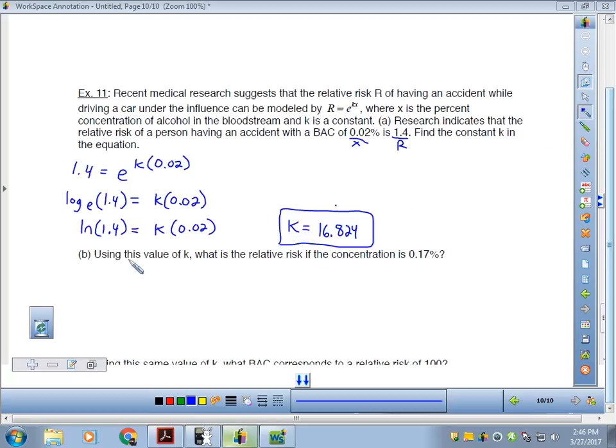So part B says, using this value of k that we found, what is the relative risk if the concentration is 0.17%? So they've given us an x, and they're asking us, what is the relative risk, or what is R? So we're just going to fill in what we know. We don't know R, that's what they're asking us about. We have E, we know our k, which is 16.824, and that's getting multiplied by this x, 0.17.